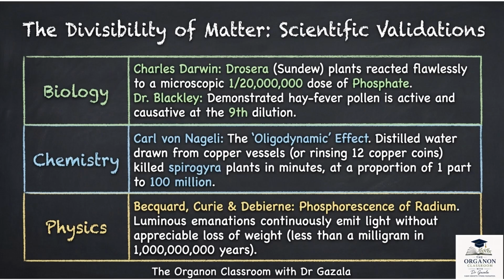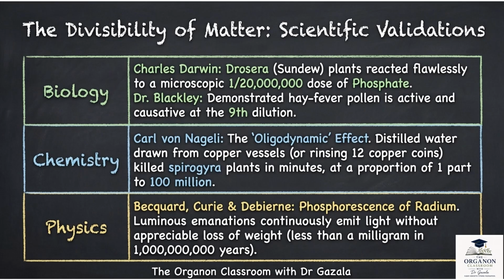quantities, the infinitesimal dose. In biology, Charles Darwin's observation with Drosera, or the sundew plant, demonstrated a response to remarkably small quantities of phosphate. Dr. Blackley's work on hay fever pollen was also cited as evidence that highly diluted material could still produce biological effects. In chemistry, we have Carl von Nägeli's oligodynamic effect, the observation that extremely small amounts of certain metals, particularly copper, could exert effects on microorganisms.